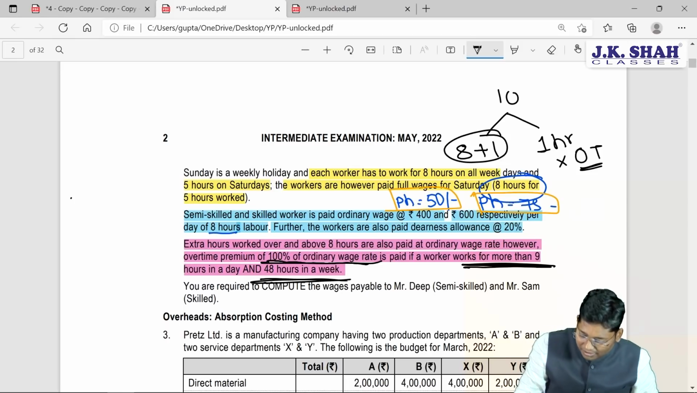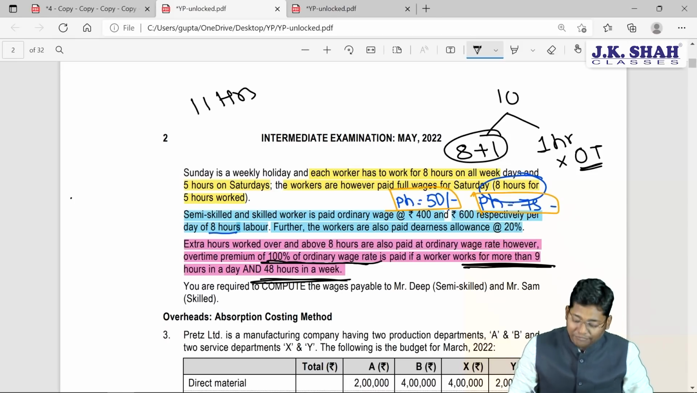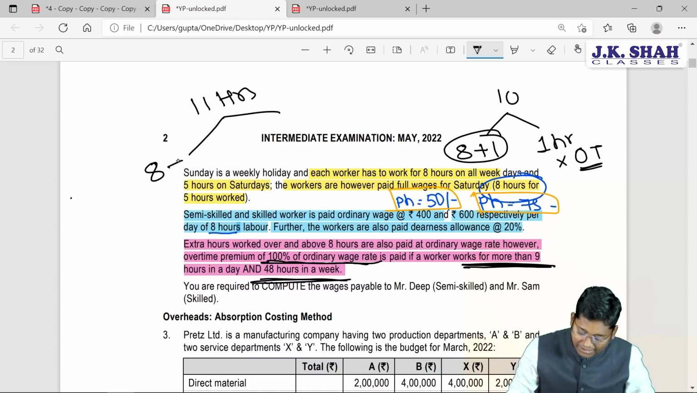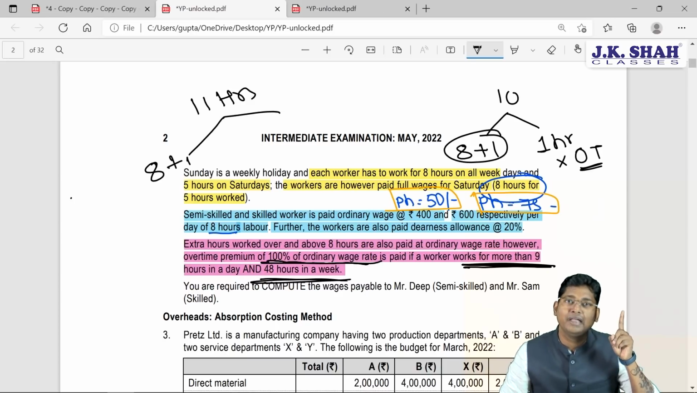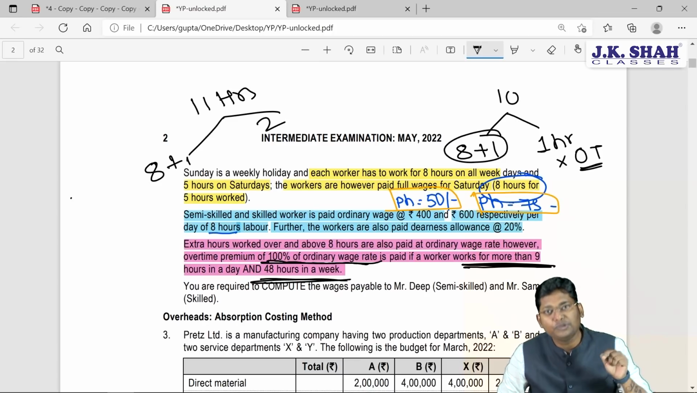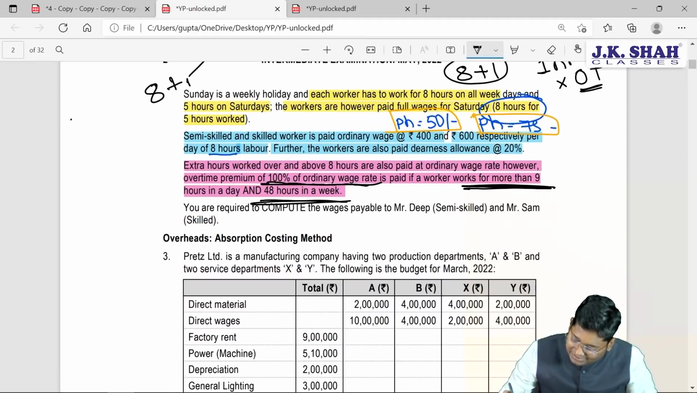One more example, if any worker has worked for 11 hours, how are we going to bifurcate these 11 hours? 8 plus 1, this is the first breakup where the ordinary wage rate we are going to use. Beyond 9 hours, he has worked for 2 hours, and for these 2 hours we are going to make payment at the double rate. So, what exactly do we need to do?